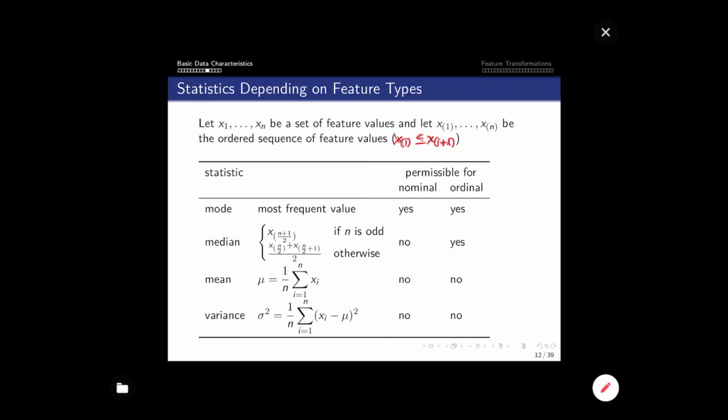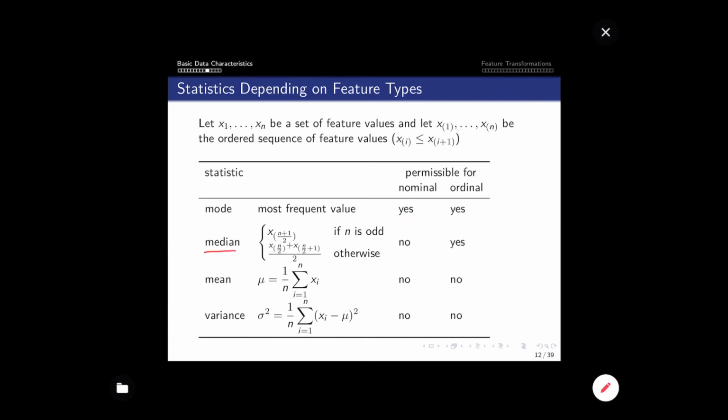And then what kind of statistics can we have now? First of all, we can denote the mode. This is the most frequent value we have. For example, for our feature picture, this could be then the cat, if cat is the most frequently occurring picture in our data set. And this we can do for ordinal and nominal data.